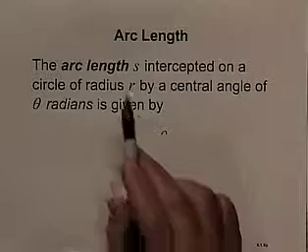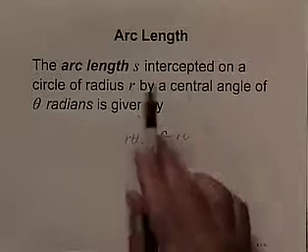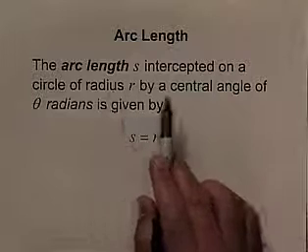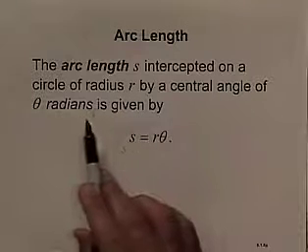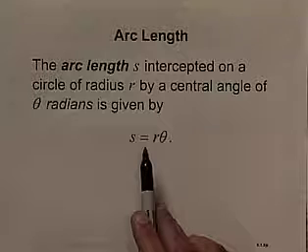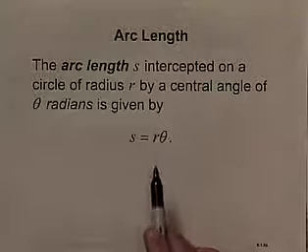Now, the arc length of a circle is proportional to the measure of the central angle, and we can use this idea to come up with the following formula. The arc length S intercepted on a circle of radius r by a central angle of theta radians is given by S equals r times theta. Let's take a look at an example.